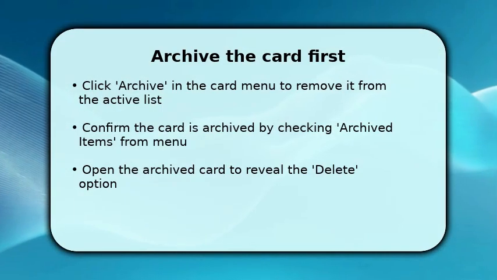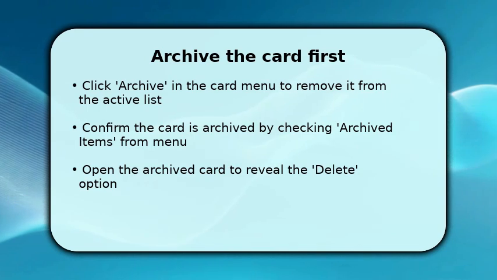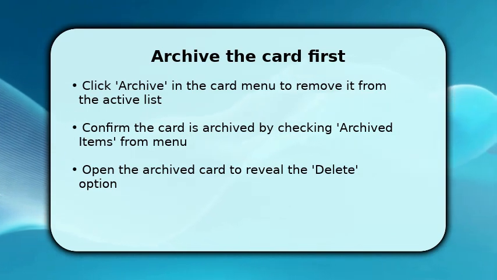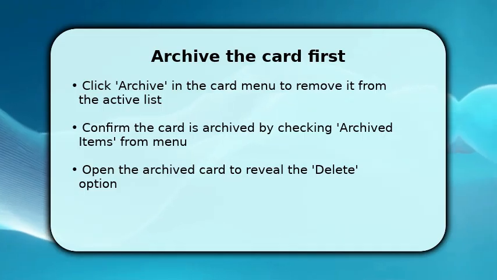You now archive the card. This step makes Delete available. Click Archive in the card menu. Trello immediately removes it from the active view but retains it in Archive.